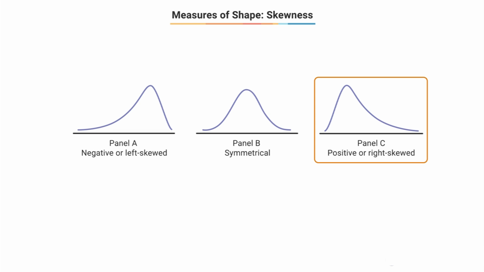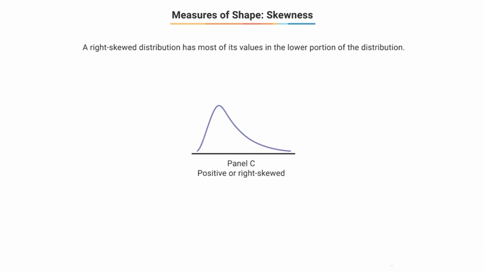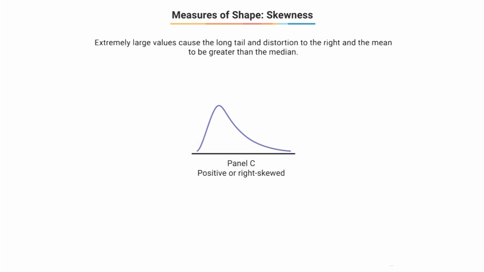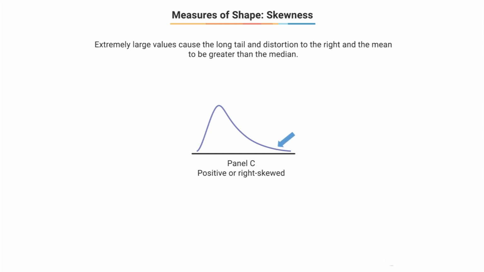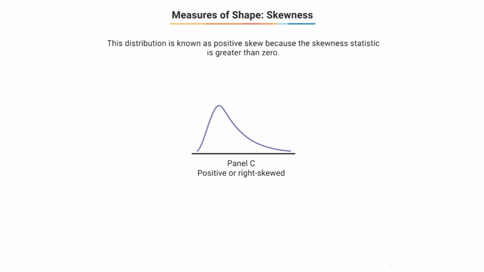Panel C displays a right skewed distribution. In a right skewed distribution, most of the values are in the lower portion of the distribution. Some extremely large values cause the long tail and distortion to the right and cause the mean to be greater than the median. Because the skewness statistic for such a distribution will be greater than 0, some use the term positive skew to describe this distribution.